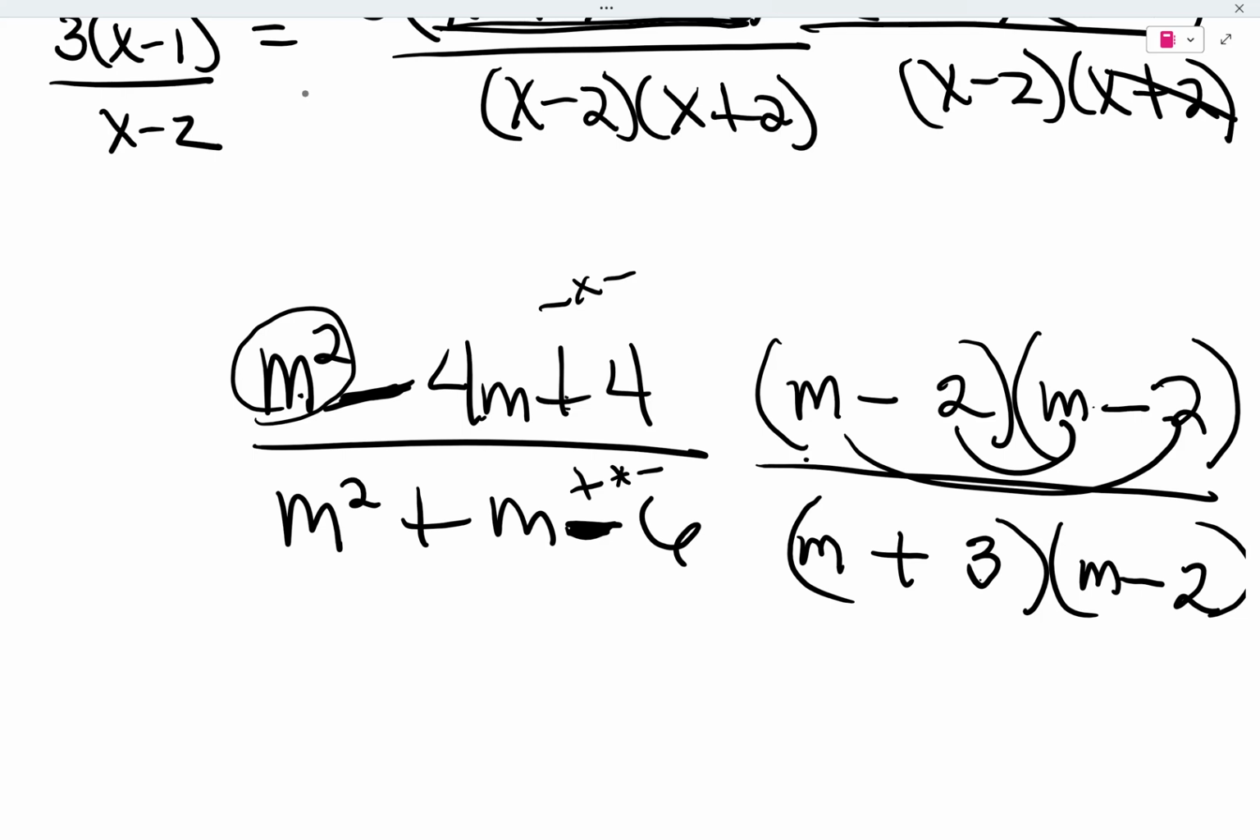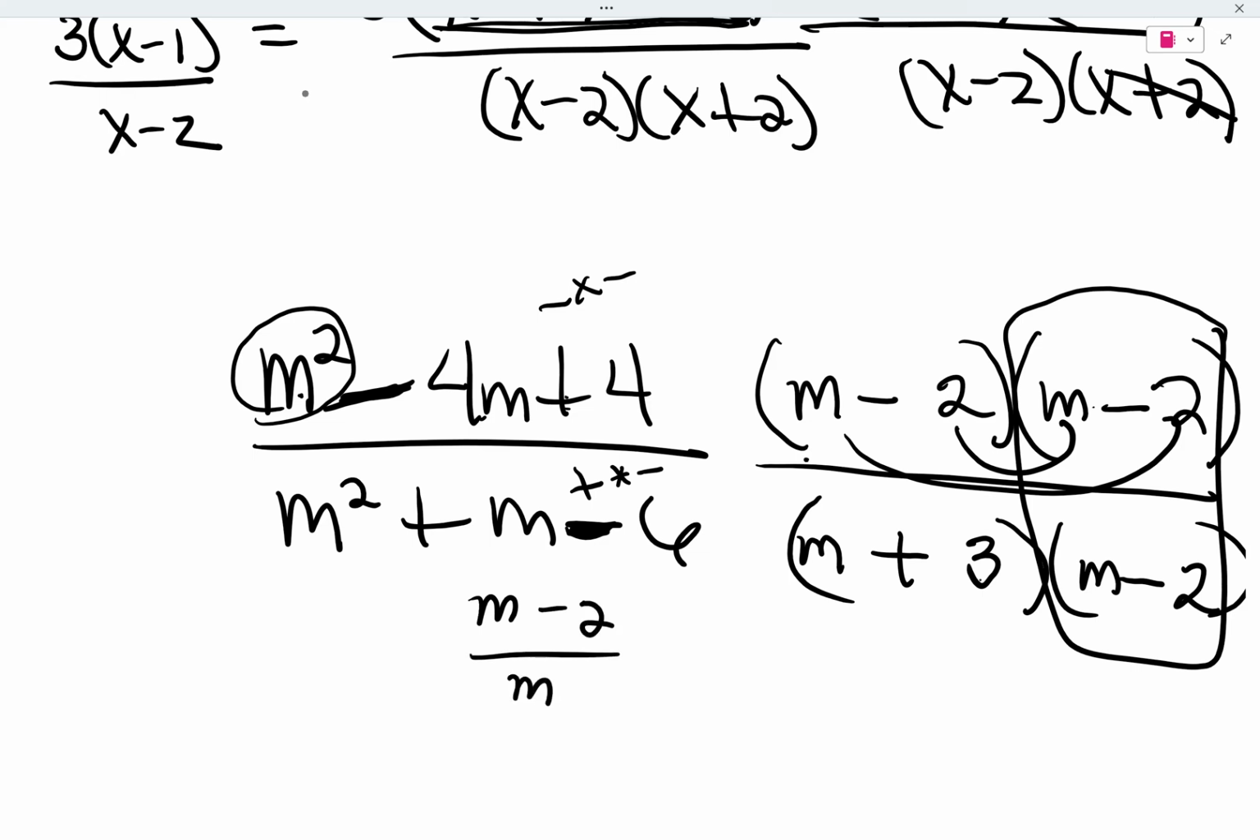So who cancels? M minus 2. Yeah, they cancel. Your final answer is m minus 2 over m plus 3.